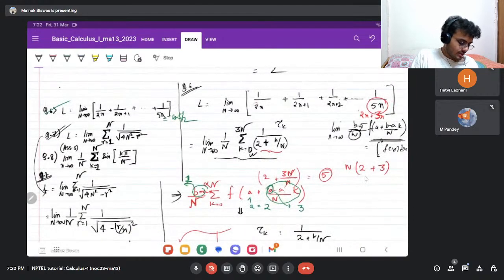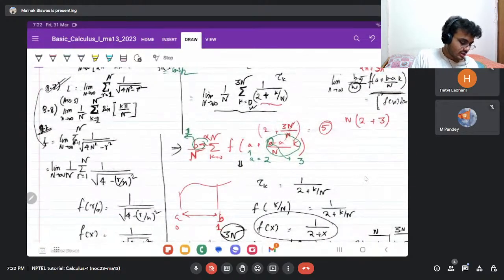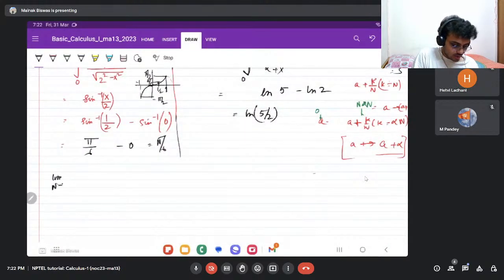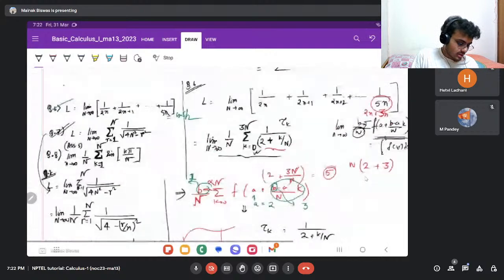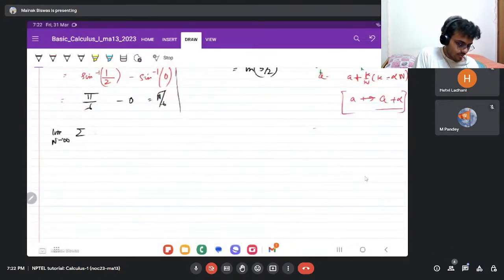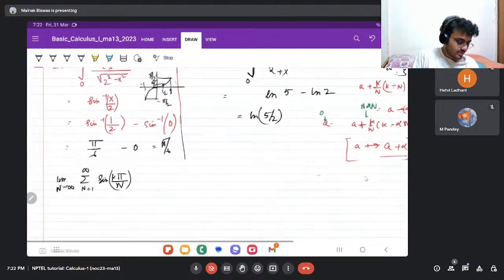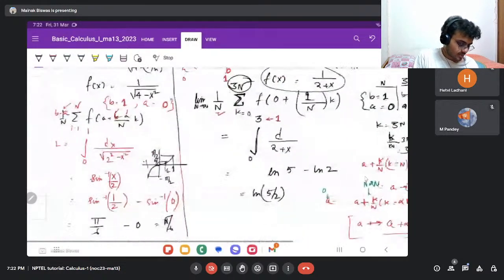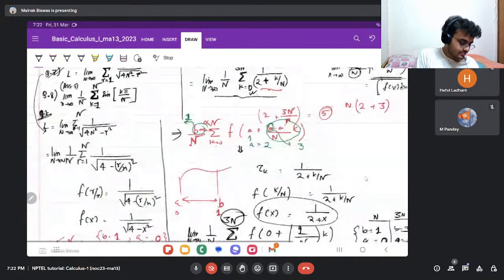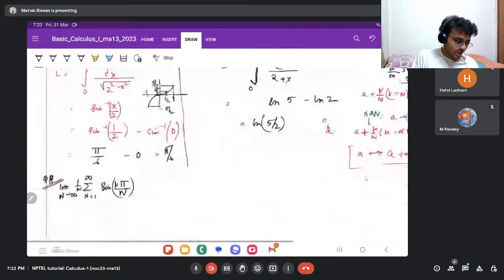Now the last one. This is also your assignment question. So what does it say? Limit n tends to infinity, summation of sine k pi by n, for k equal to 1 to n, and times 1 over n, of course. Question number 8. Right. So what will I do with this?